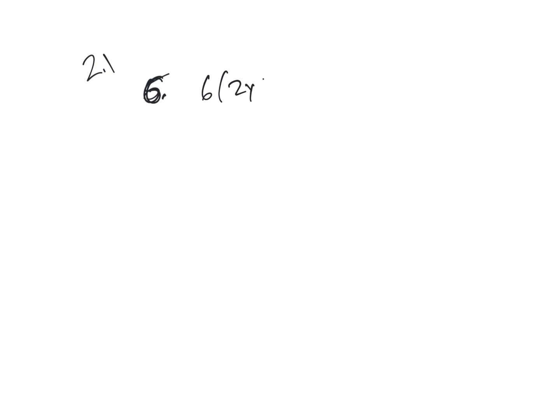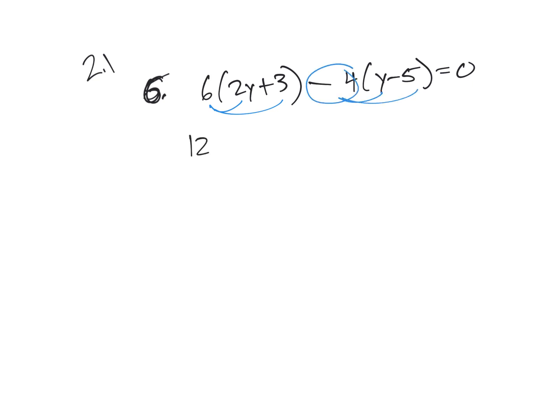Number 6: 6 times 2y plus 3 minus 4 times y minus 5. So take a second. Solve for y, please. All right, so the first thing you should have done is distribute the 6 through, and then also distribute a negative 4 through. 12y plus 18 minus 4y plus 20 equals 0. So please don't forget that the operations are in front.